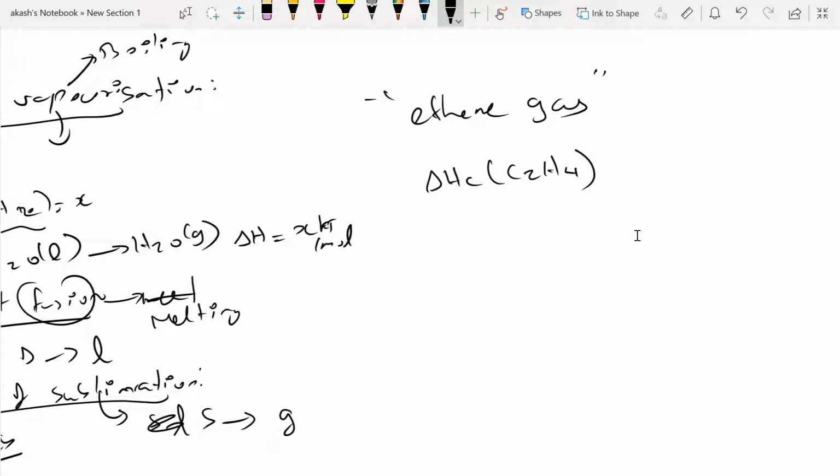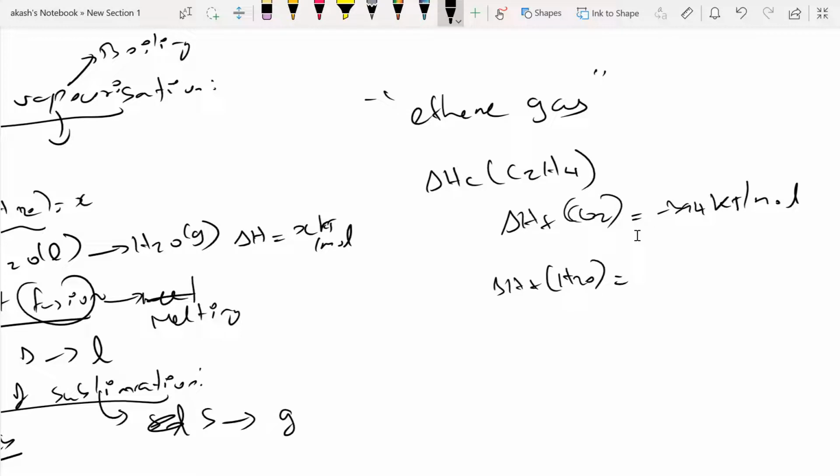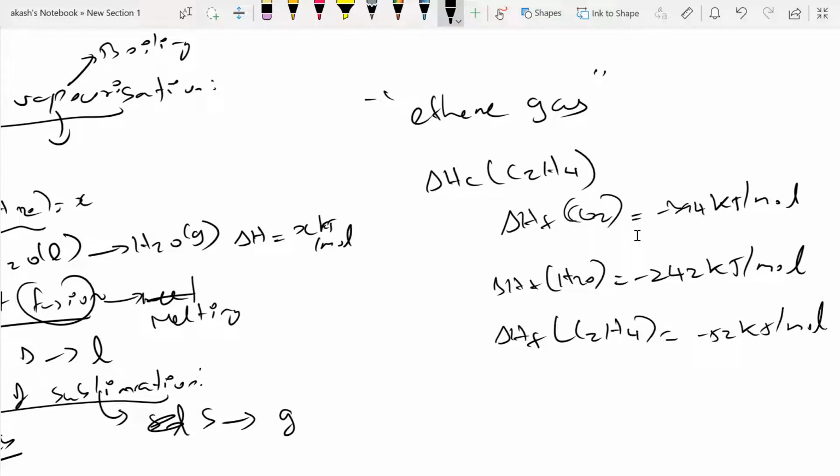Given that delta HF, that is the enthalpy of formation of CO2, is minus 394 kilojoules per mole, the enthalpy of formation of H2O is minus 242 kilojoules per mole, and the enthalpy of formation of C2H4 is minus 52 kilojoules per mole.